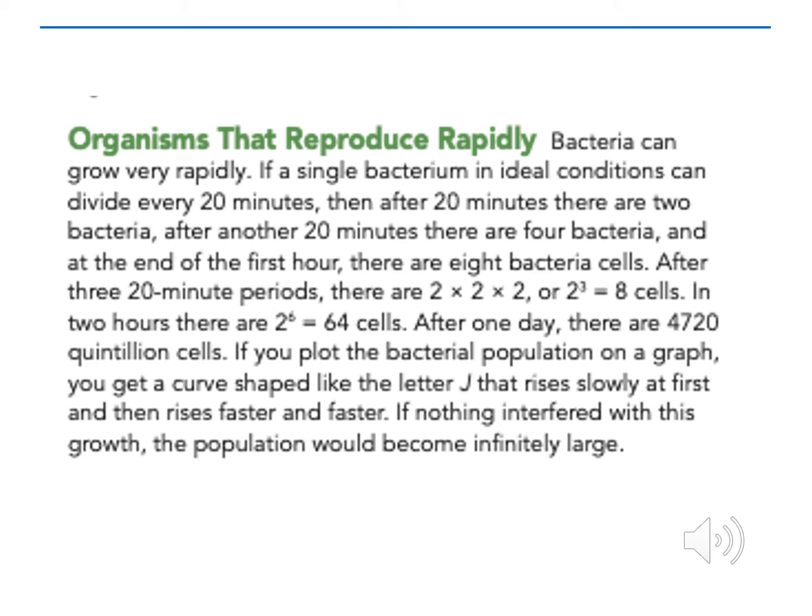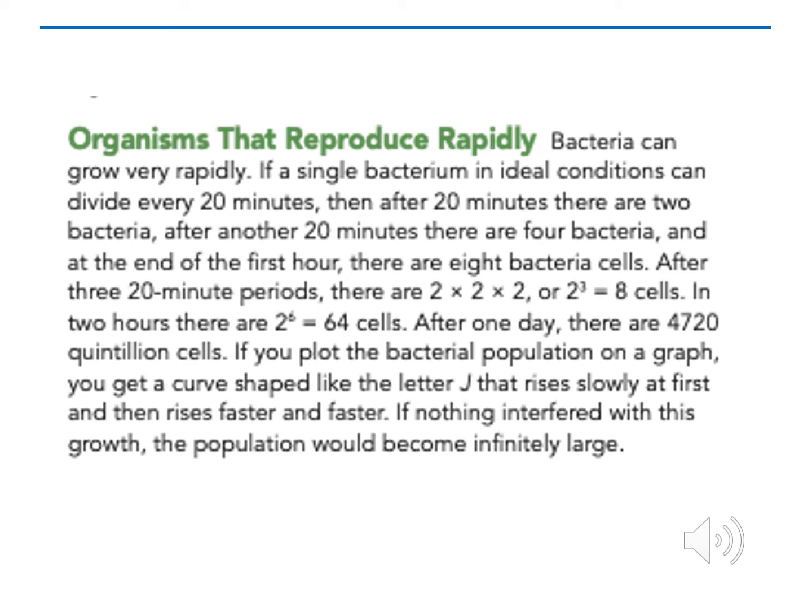Bacteria can grow very rapidly. If a single bacterium in ideal conditions can divide every 20 minutes, then after 20 minutes there are 2 bacteria. After another 20 minutes there are 4 bacteria, and at the end of the first hour there are 8 bacteria cells. After 3 20-minute periods, there are 2 times 2 times 2, or 2 to the third, equals 8 cells. In 2 hours there are 2 to the 6, equals 64 cells. After 1 day, there are 4,720 quintillion cells.